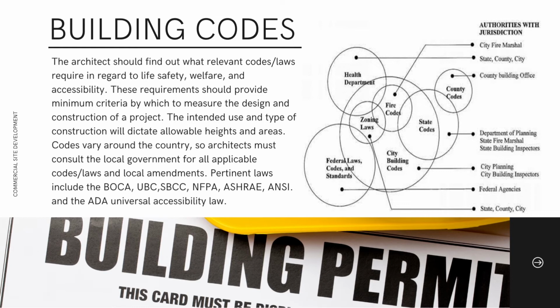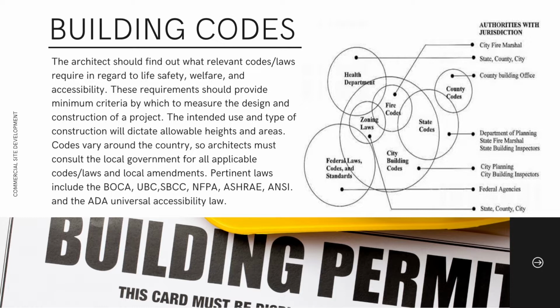Building codes. The architect should find out what relevant codes or laws require in regard to life safety, welfare, and accessibility. These requirements should provide minimum criteria by which to measure the design and the construction of a project. The intended use and the type of construction will dictate allowable heights and areas. Codes vary around the country, so the architect must consult the local government for all applicable codes, laws, and local amendments. Pertinent laws include the BOCA, UBC, SBCC, NFPA, ASHRAE, ANSI, and the ADA Universal Accessibility Law.